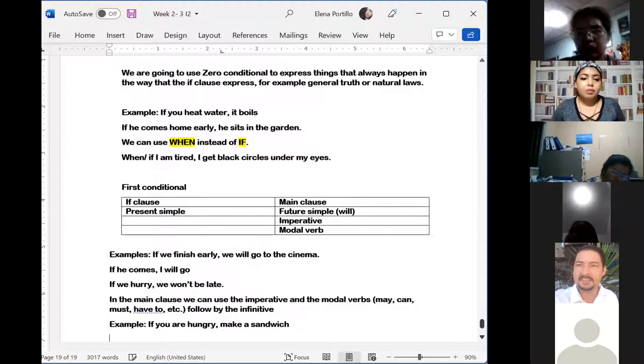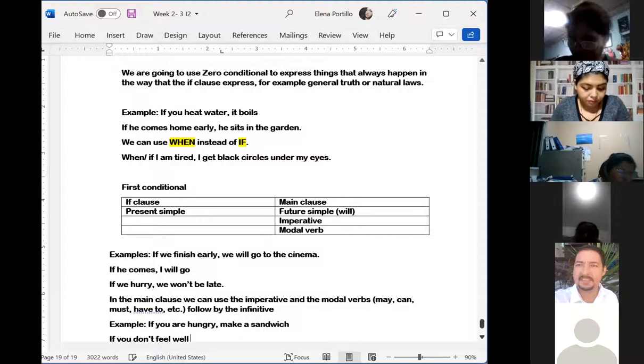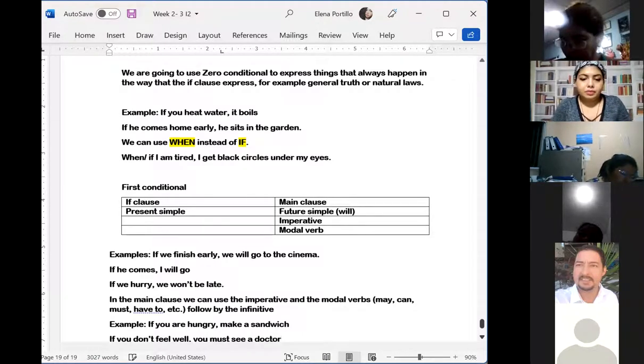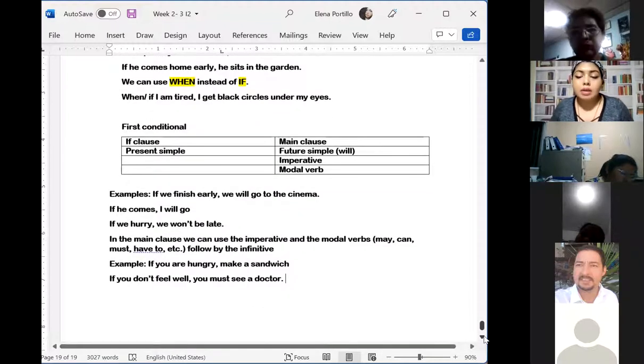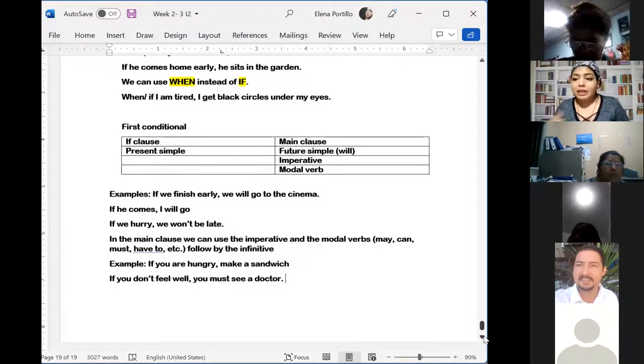Then we have, with the modal verb, the other example: if you don't feel well, you must see a doctor. You must see a doctor. If you don't feel well, you must see a doctor. Si no te sientes bien, debes ver a un doctor.